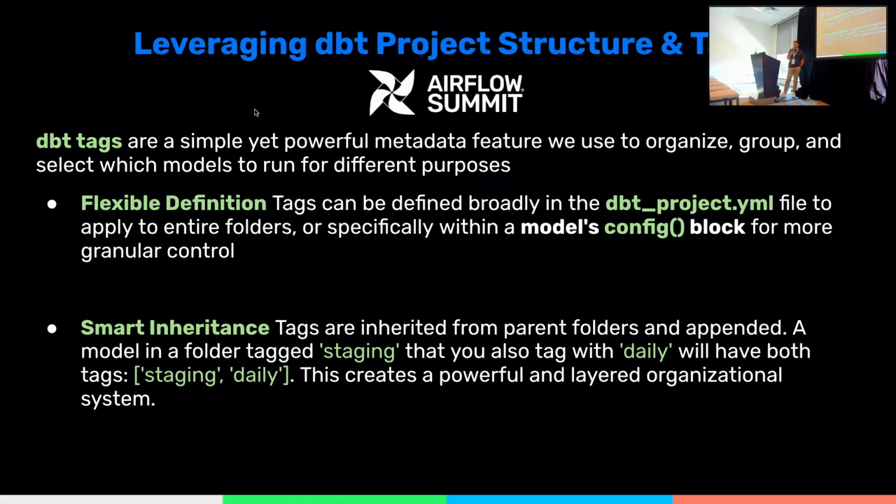dbt tags are just a flexible definition of your models, and you can define them in the dbt project, or in the model config. That means you can have as many dbt tags as you want for each model, and they don't collide with each other. For example, in my dbt project YAML, I can define a staging tag and an orders tag, and then in one specific model that is also related to customers, I can have staging, orders, and customer tags.